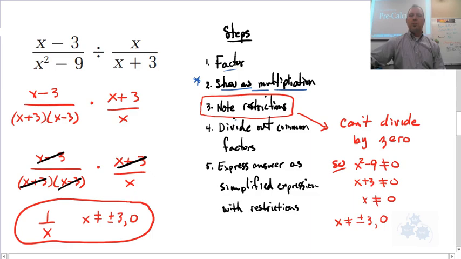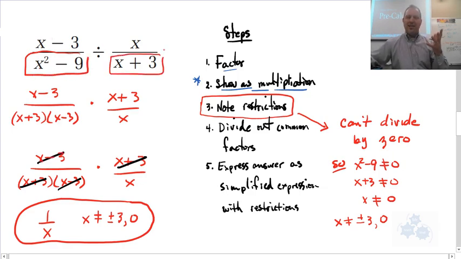Here, this is the tricky part though, note restrictions. Remember, you can't divide by 0. So any values that make this part 0 are restricted. Any values that make this part 0 are restricted. But since we're dividing, we also have to consider any x values that make this 0 as well, because this being 0 would make this whole thing 0, then we'd be dividing by 0.